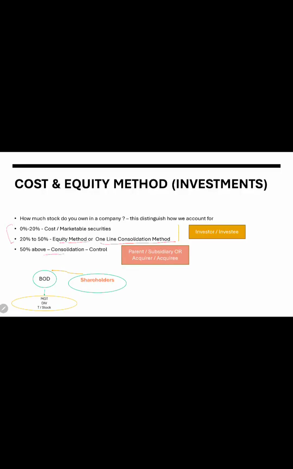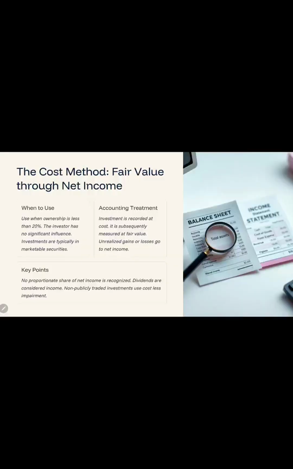For above 50%, consolidation, where we get the control, control is quite a big thing, where we consolidate and we call it parent and subsidiary, or the acquirer and acquiree. However, for the cost and equity method, we call it investor and investee. The cost method and the fair value method is basically fair value through net income. Okay, so where we use it, we have explained this in our presentation already.